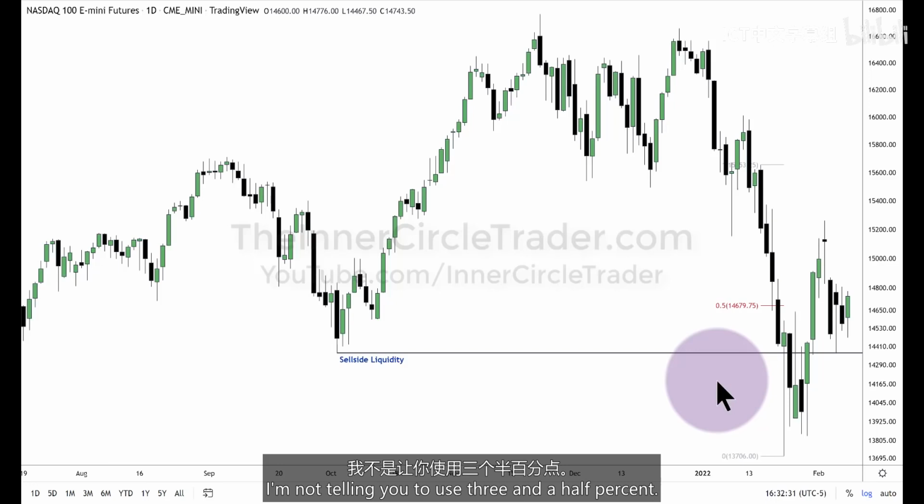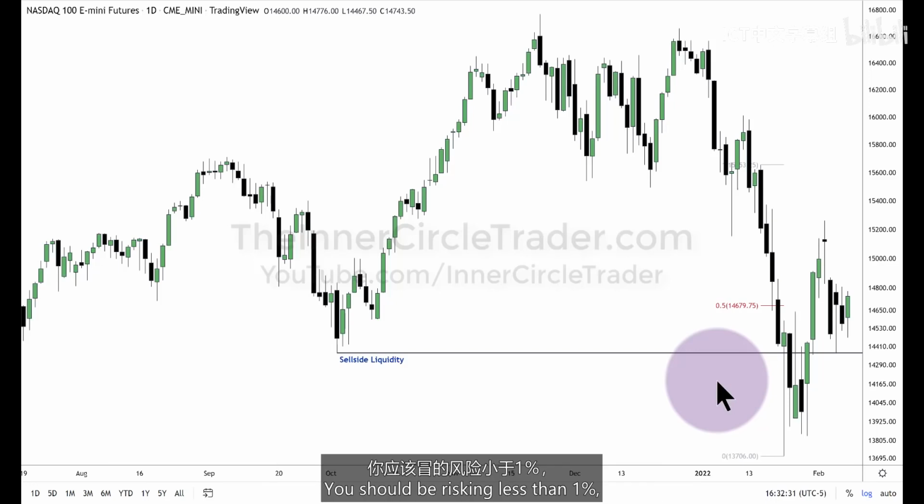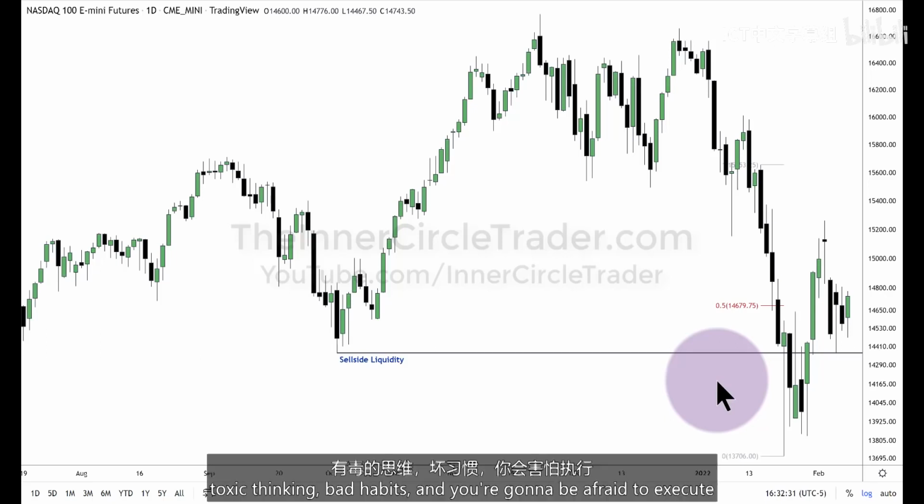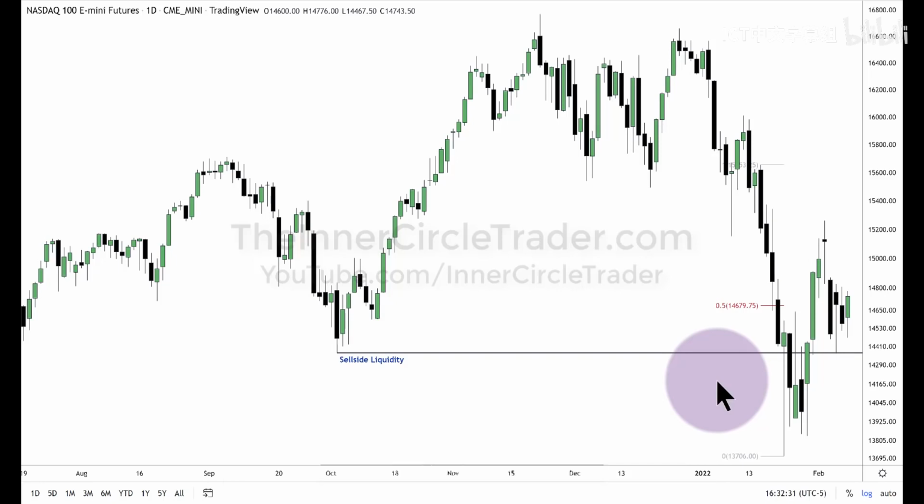I'm not telling you to use 3.5%. You should be risking less than 1%, about 0.5% or 0.25%, because if you don't know what you're doing, there's no reason to be putting higher levels of risk behind a move if you don't know what it is that you're doing. It's going to create toxic thinking, bad habits, and you're going to be afraid to execute based on the results you're getting.